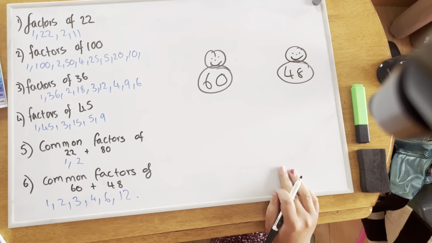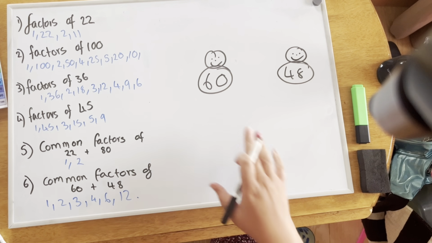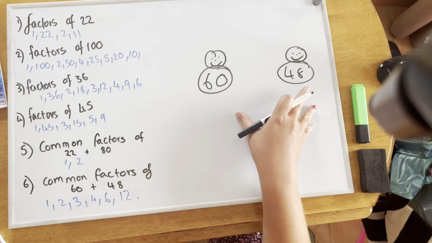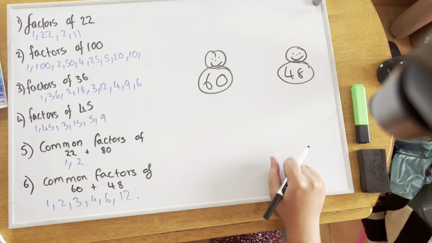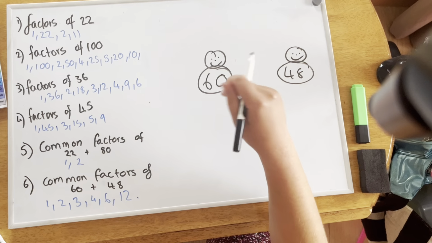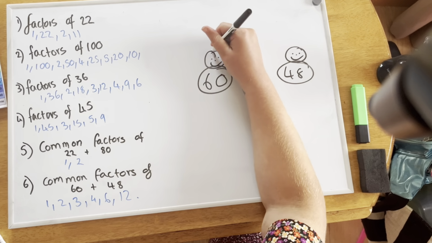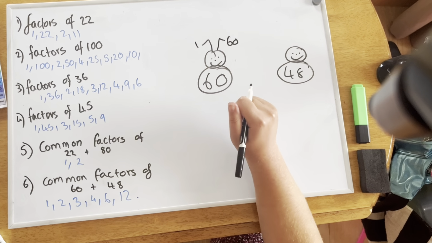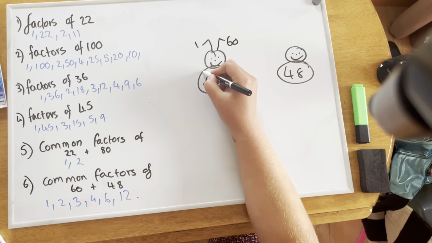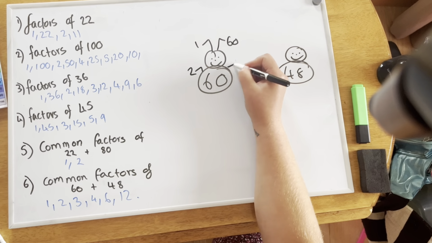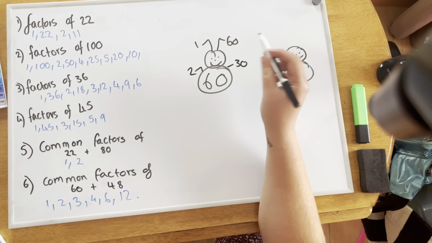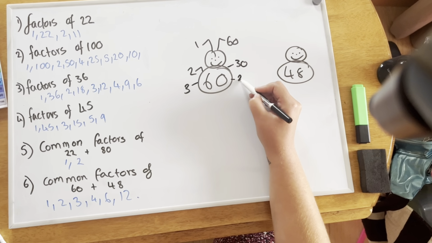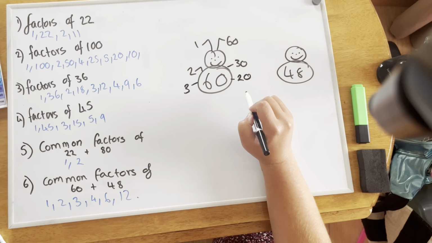Question 6 is asking us to find the common factors of 60 and 48. So remember, those factors that are the same in both of our factor bugs. Okay, so let's start off with 60 then. Always the same, 1 and 60 on our antennas. Then we know it's going to go into 2 because it's an even number. So 2 times 30 makes 60. Then we can do 3 times 20 makes 60.